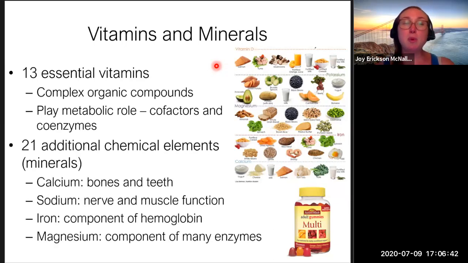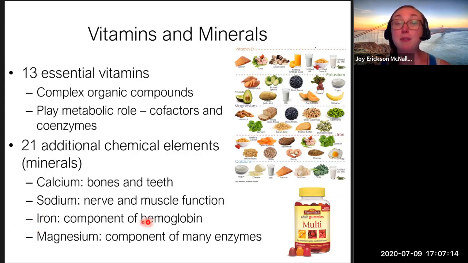There are 21 additional chemical elements, and these are minerals, things that are not organic, right? They lack carbon, but they are required for human health. And some examples of those include calcium, that's required for bones and teeth, and that can be found in dairy products, legumes, and leafy greens. Sodium is important for nerve and muscle function, but it turns out the average American eats about 20 times more sodium than they need, right? So put down the potato chips, you have enough sodium, right?